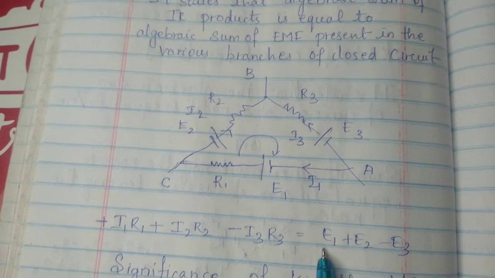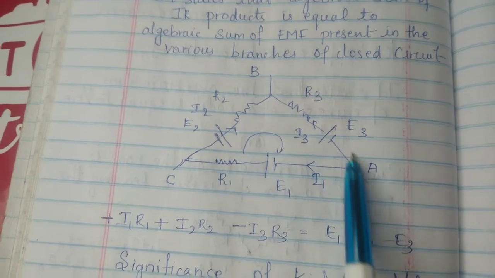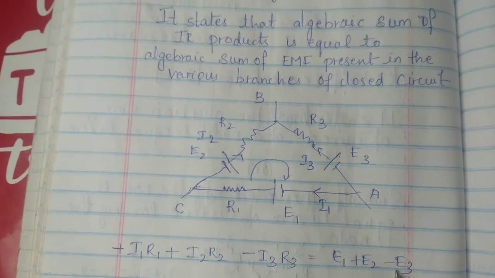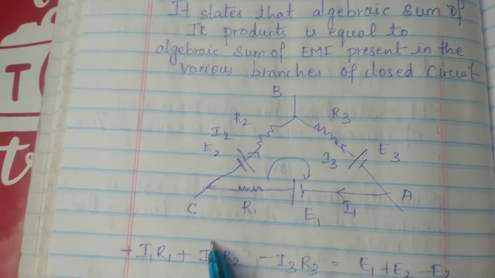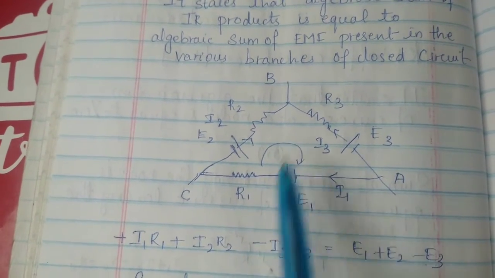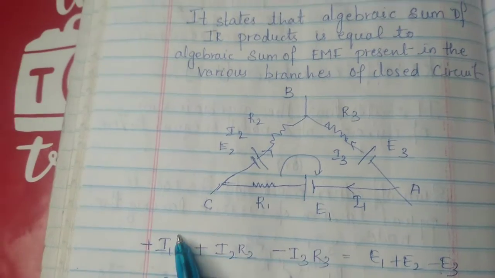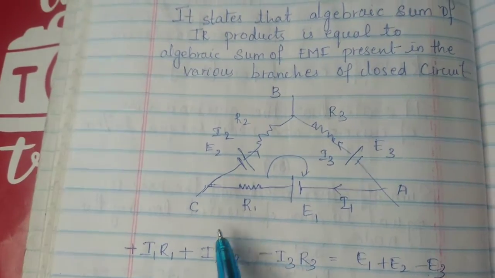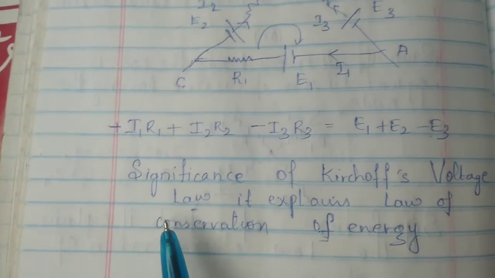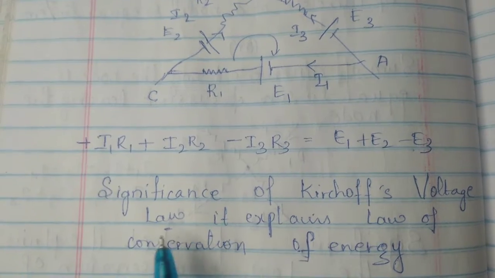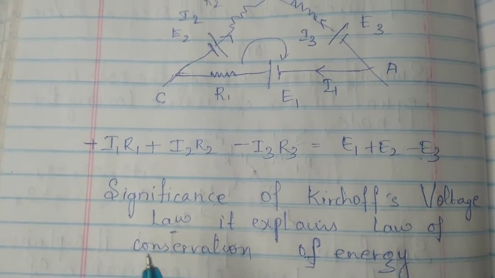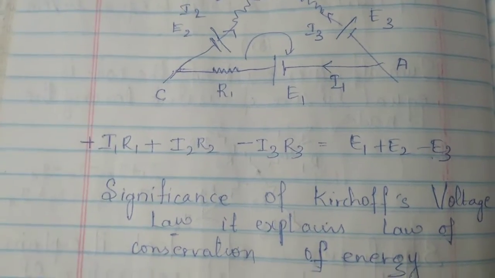It is the sum of EMF: E1 plus E2. Again E3 is opposite in the tracing path, so it is minus E3. It's easy for us when we remember the laws in terms of equations like this. Once we clearly understand this equation, we can write the law. So make a note of it. And the significance of Kirchhoff's voltage law is that it explains the law of conservation of energy, whereas KCL explains the law of conservation of charges.